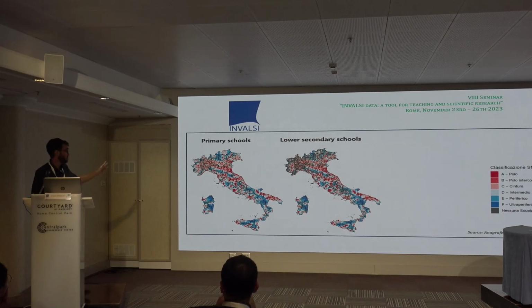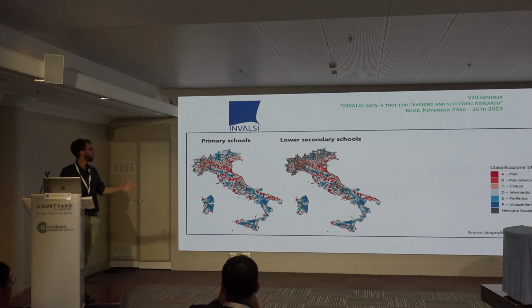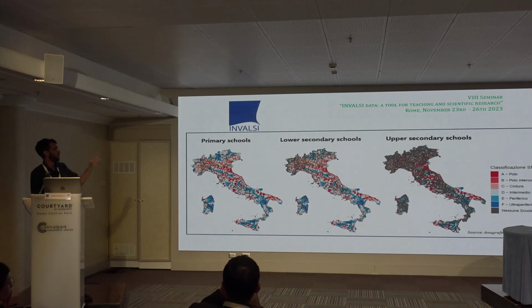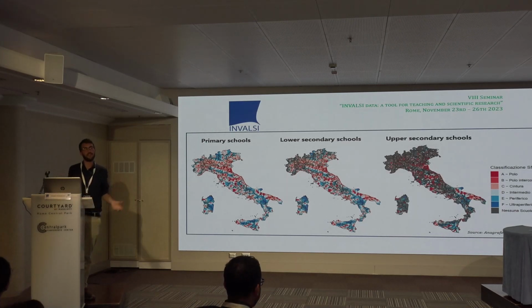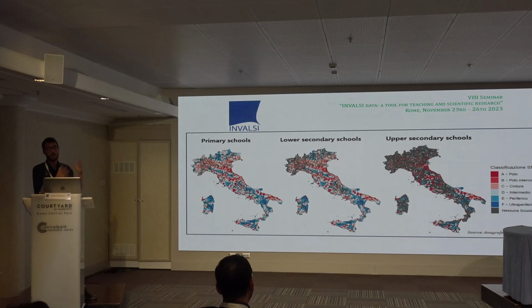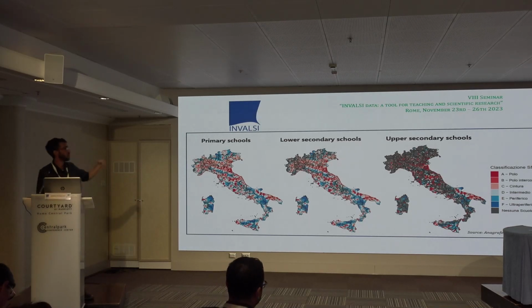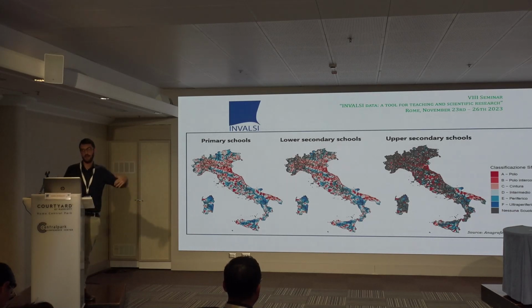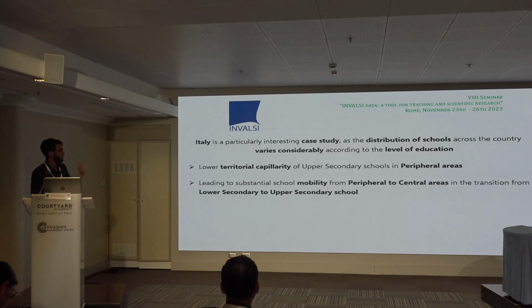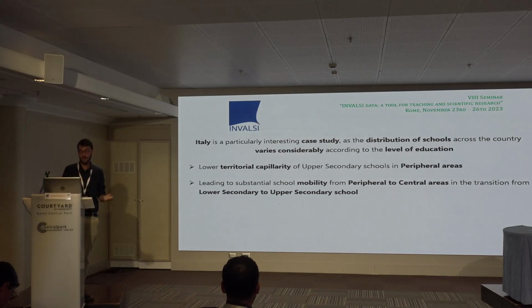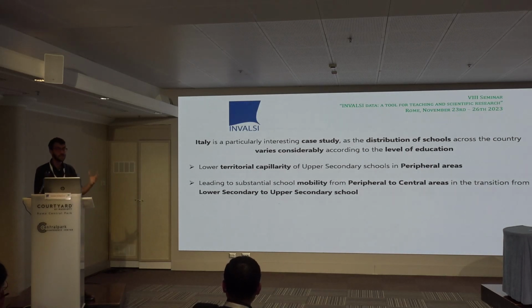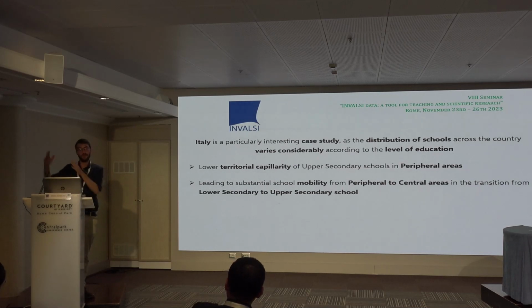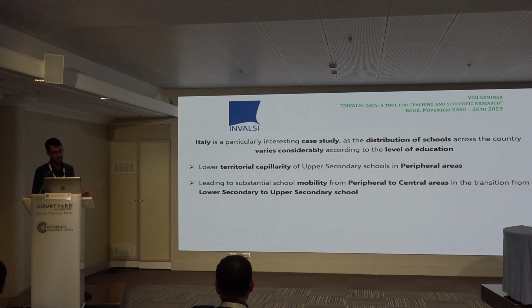We see more or less the same distribution at the lower secondary level, but at the upper secondary school, it is evident that they are concentrated in the main urban areas and in the central areas, with a strong divide in particular between the north and the south. Also, this distribution of schools across the territory leads to a substantial school mobility from the peripheral area, marginal area, to the central area, starting in the step from lower secondary school to upper secondary school.